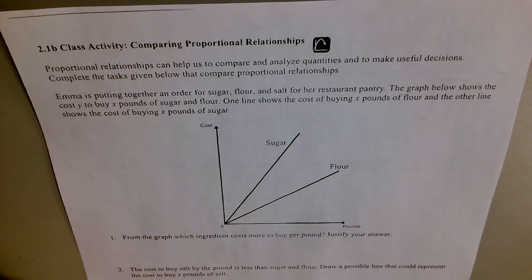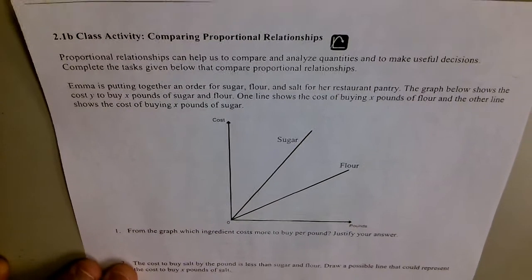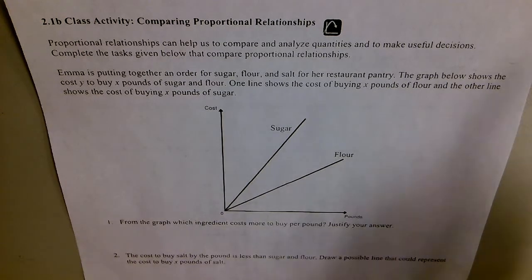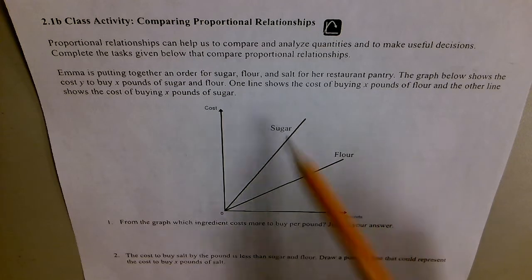Hey guys, today we're going to be doing pages 21 and 22 in the workbook. We're going to be talking about comparing proportional relationships here. So, Emma is putting together an order for sugar, flour, and salt for her restaurant pantry. The graph below shows the cost Y to pounds X of sugar and flour. One line shows the cost of buying flour, and the other shows the cost of buying sugar.